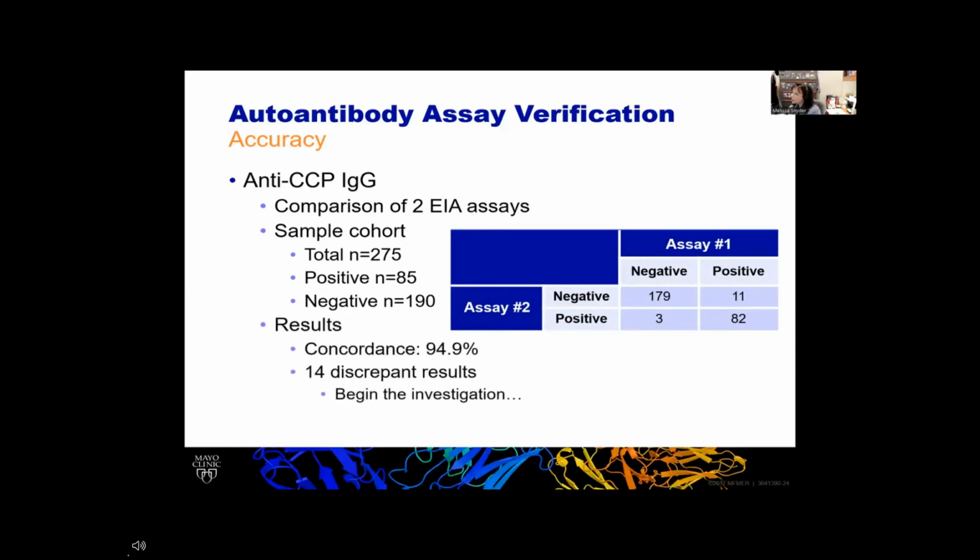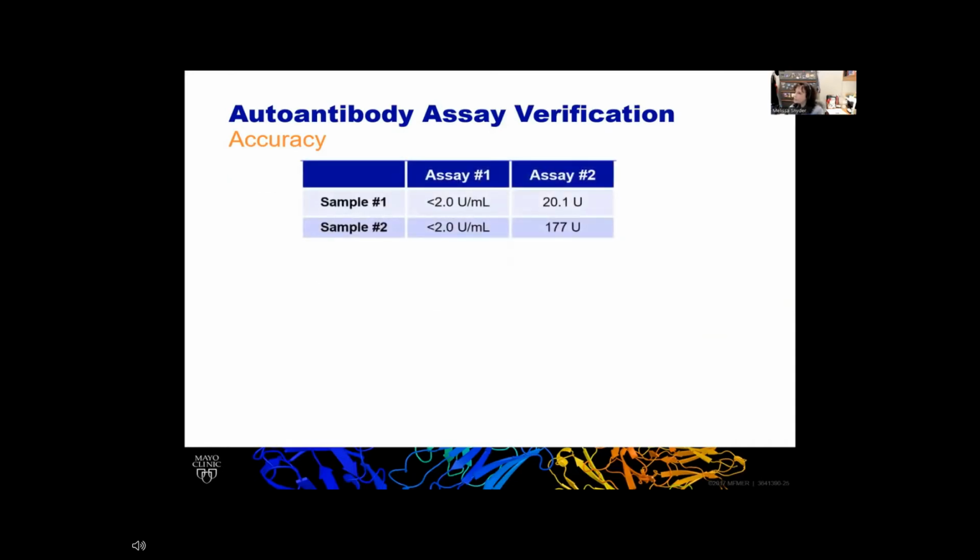So our results showed that overall we had a concordance of 94.9% between these two different enzyme immunoassays, which I think is very good from a qualitative concordance perspective. But we did have these 14 discrepant results, and they're shown here. We had 11 which were positive on assay number 1 and negative on our predicate, and 3 samples which were positive on the predicate and negative on the assay we were evaluating. And so we began to investigate what the nature of these discrepancies would be. Now, I'm going to show you 2 different examples of these discrepancies and start to think about how we might, again, investigate these discrepancies. So here are 2 different examples.